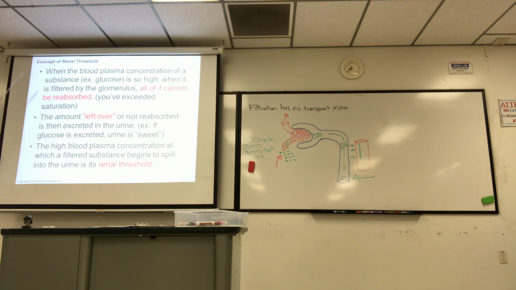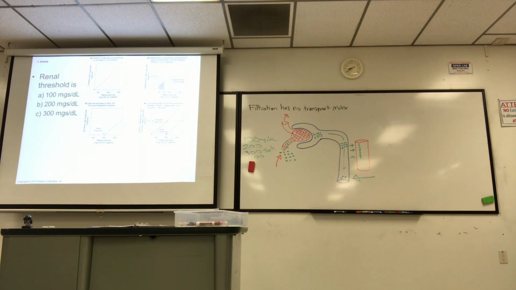Okay. When the blood plasma concentration of a substance like glucose is so high when it's filtered by the glomerulus, all of it cannot be reabsorbed. So again, that's the leftovers that you're excreting. So the plasma concentration at which you begin to spill, that's the threshold. Okay, so for example, look at this. What was the threshold that we used? What was the number? It was the 300 one.